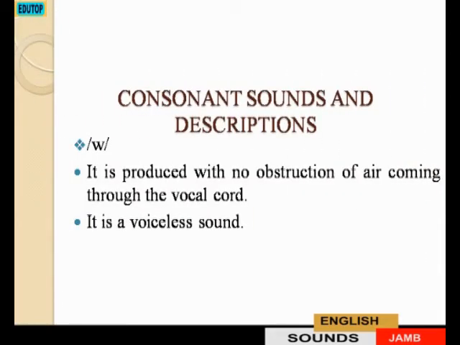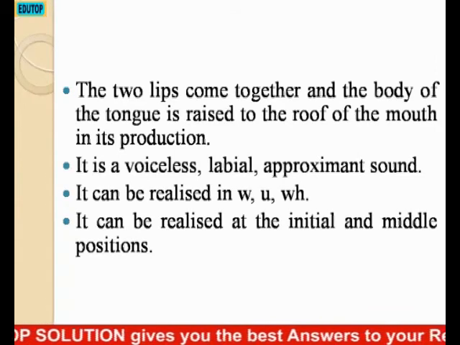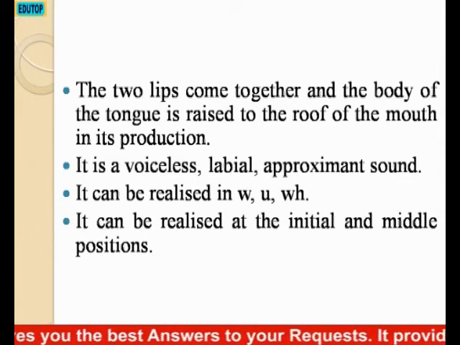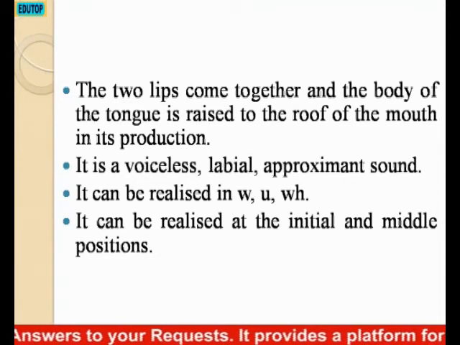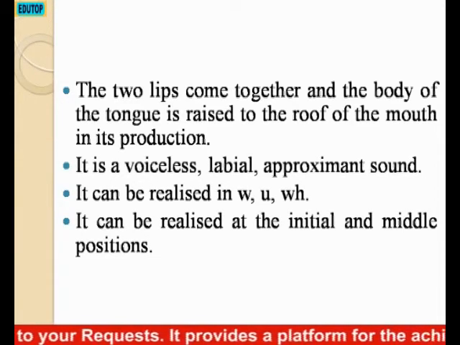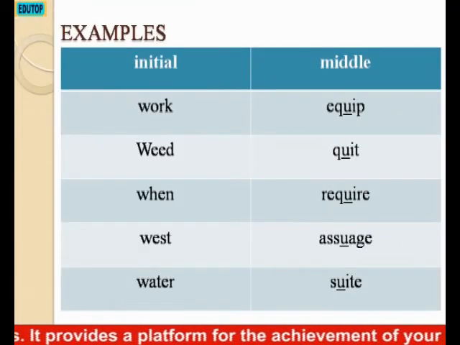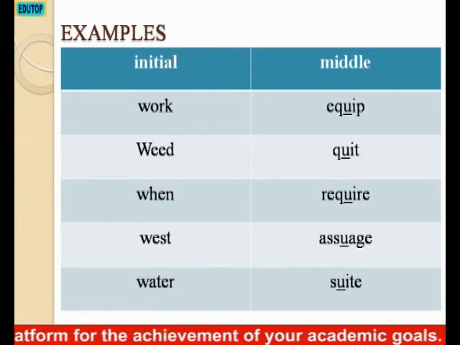The sound is produced with no obstruction of air in the vocal cord. Therefore, it is a voiceless sound. It is produced with the two lips coming together, and the body of the tongue will be raised to the roof of the mouth. Therefore, it is a voiceless bilabial approximant sound. It can be realized in spellings like W, U, and WH. It can be realized at the initial and middle position alone. Examples: work, weed, when, west, water.